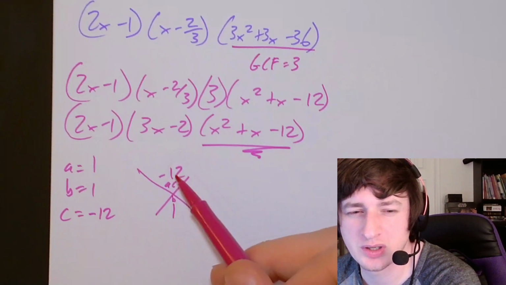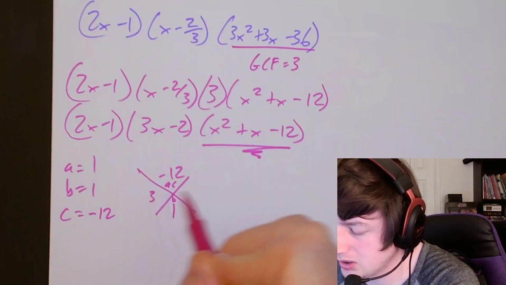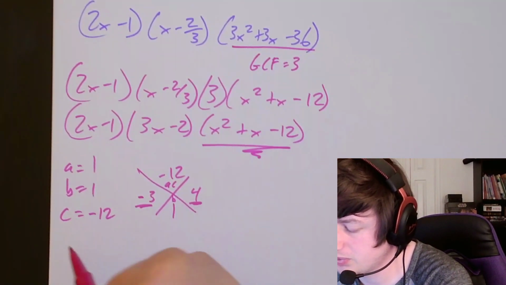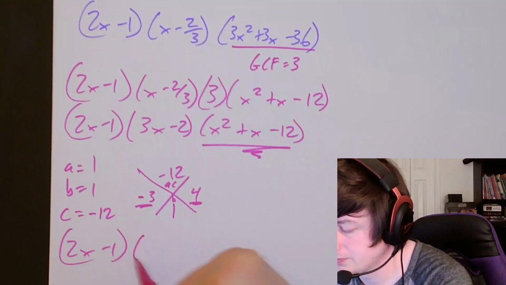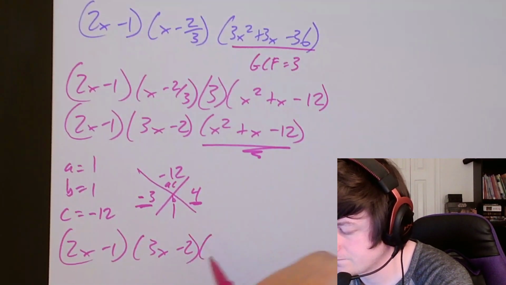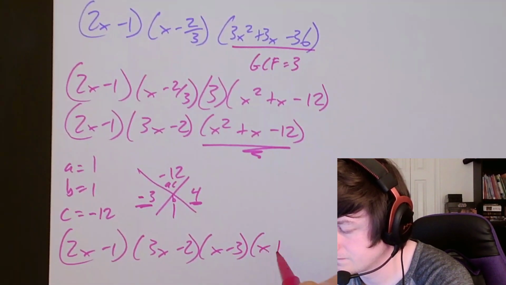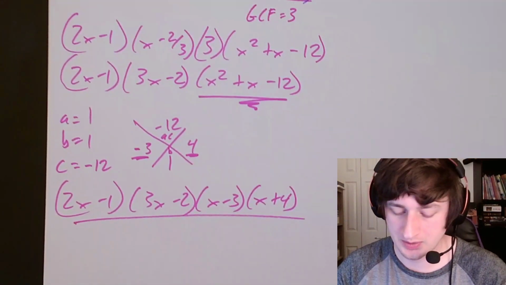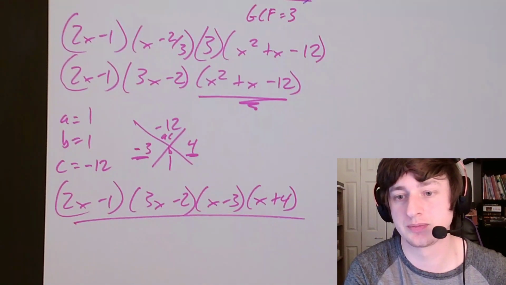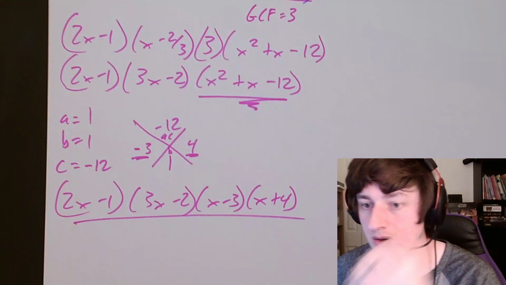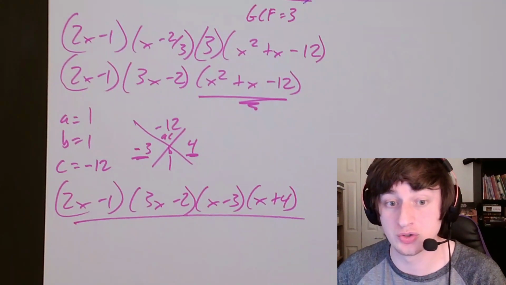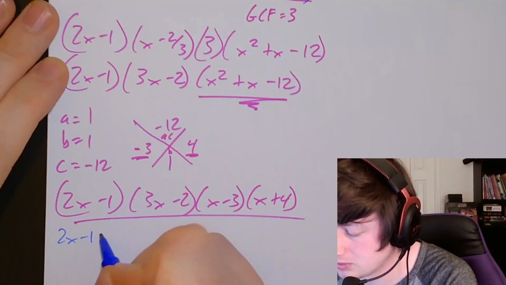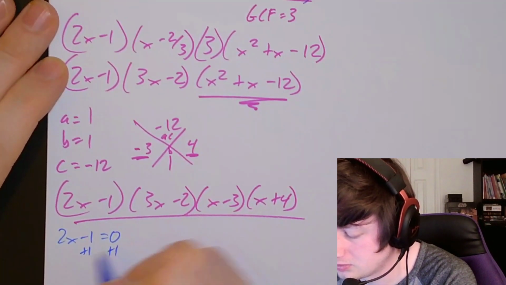Two numbers that multiply to make negative 12 and add to make 1 are going to be 3 and 4. The 3 is the negative one. Those just become part of our answer: x minus 3, x plus 4. So this is fully factored. And then we need the solutions. Now, just use the solutions you found from the synthetic division. You can set these equal to 0 and solve.